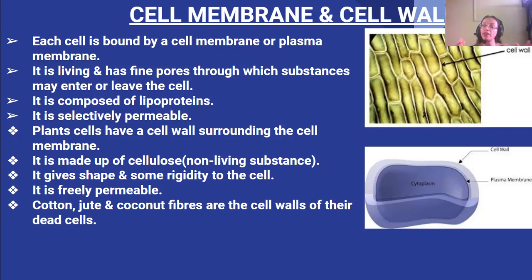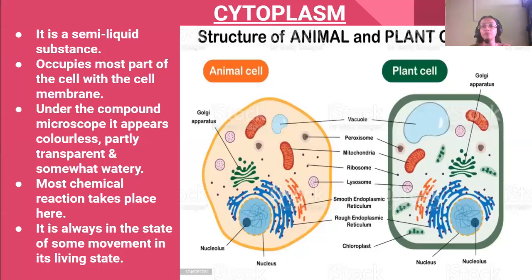Okay, so when I'm discussing all these, please write it down in your copy. Take a copy and pen and write down the differences between a cell membrane and cell wall. Next, we come to the cytoplasm. In an animal cell, first there is the cell membrane, then the cytoplasm. But in a plant cell, first comes the cell wall, then the cell membrane, and then the cytoplasm.